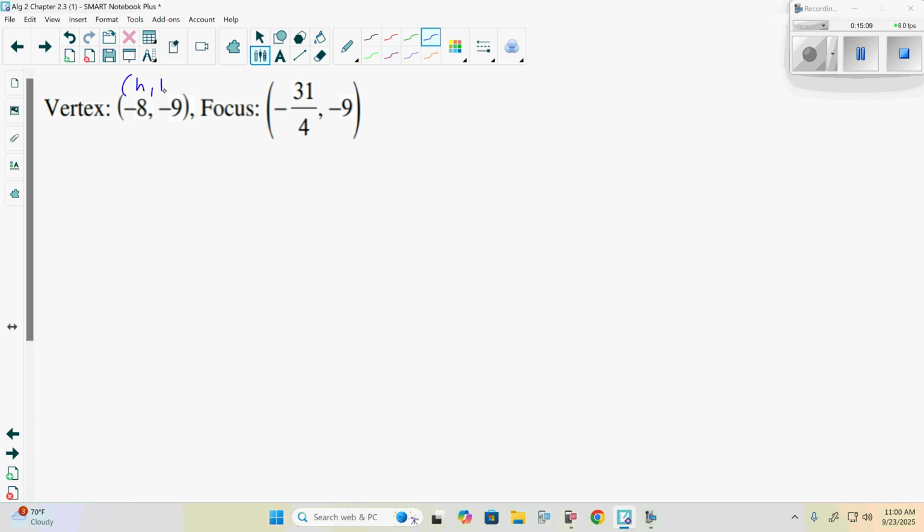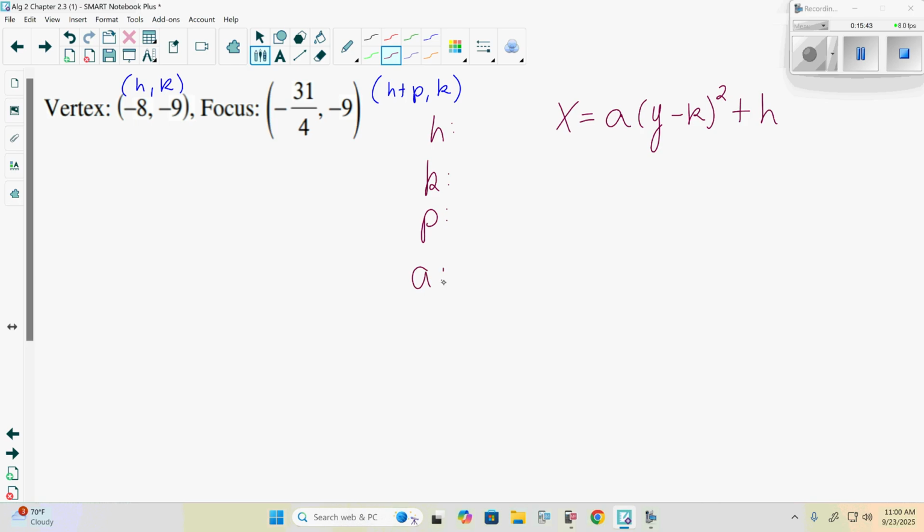So the vertex is still (h, k). It means this focus has to be (h plus p, k). Because our k value is -9 for the vertex, for the focus it's still -9. Didn't do anything to it. But that also tells us that our general equation for this is x equals a times (y minus k) squared plus h. Our value of h is -8. Our value of k is -9.